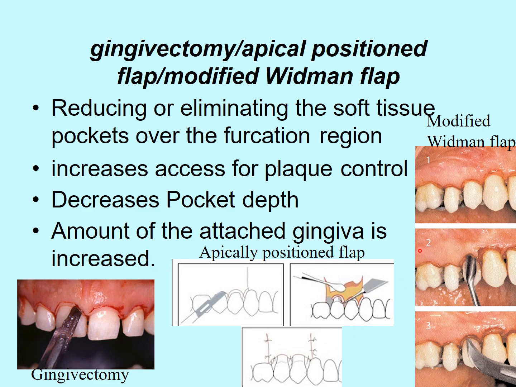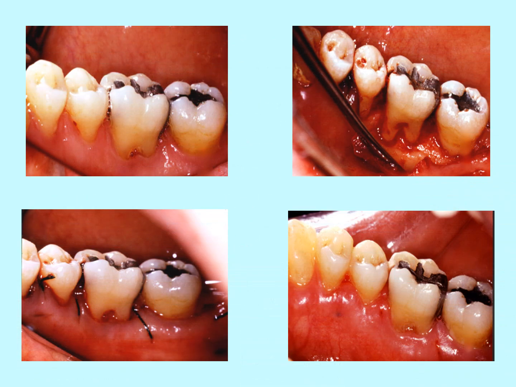So this is a modified Widman flap, similar to that. The pocket lining will be removed. If soft tissue is covering, the pocket lining will be removed. You can raise the flap and do all the osteoplasty and ostectomy and make it favorable for oral hygiene maintenance, and then it can be sutured back to the original position. So that is the modified Widman flap.